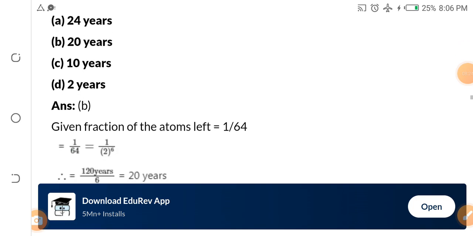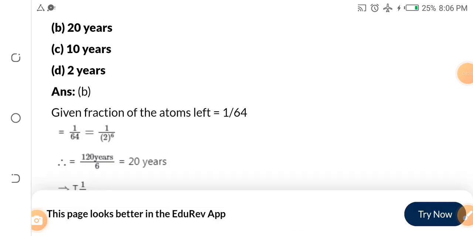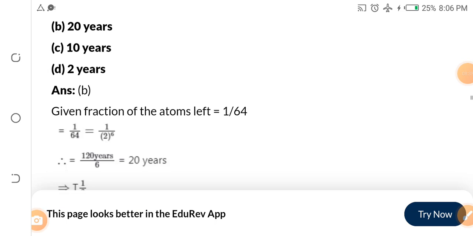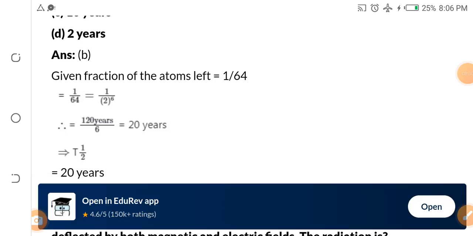Okay, now we are given the fraction of the atom left as 1 over 64. So, of course, when you factorize 64, you have 2 to the power 6. So you have 120 over 6, which equals 20 years.